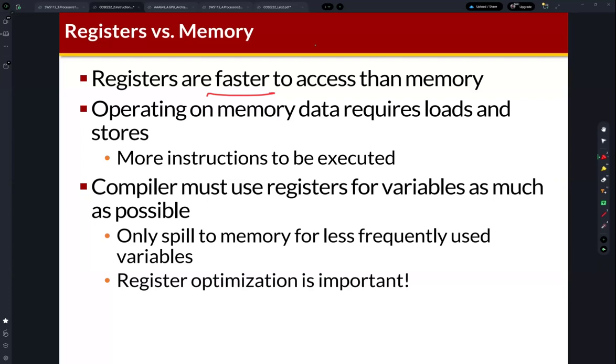In RISC-V processors, actually, the number of registers is defined by the instruction set architecture. So in RISC-V, the number of registers is 32. The number of registers is limited, so the compiler needs to manage how registers are assigned to instructions. So register optimization is important.